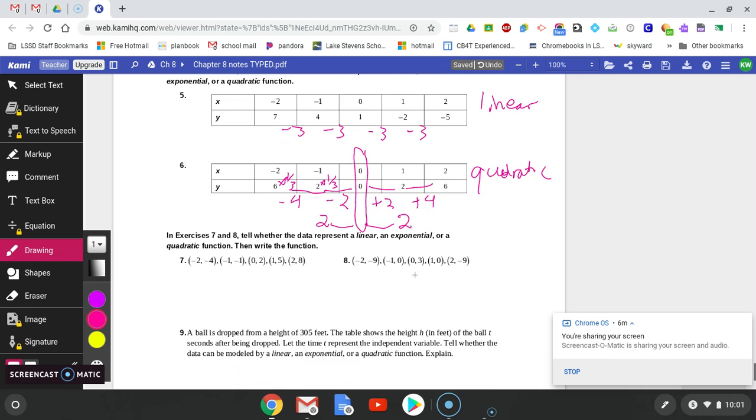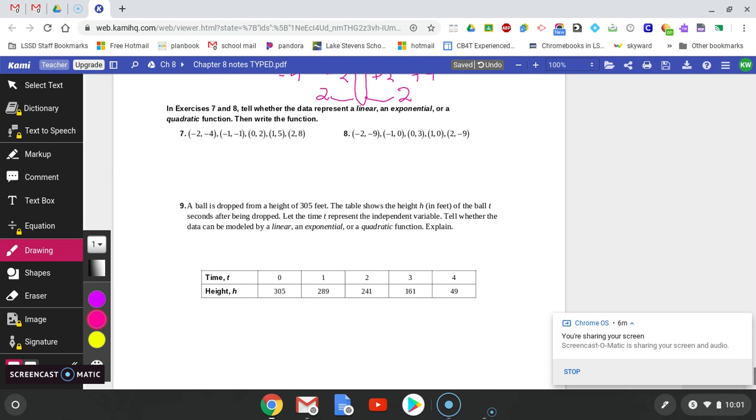All right. Almost done with chapter 8. So in 7 and 8, it says, tell whether the data represent linear or exponential or quadratic functions, and then it actually wants you to write the function. So that means write the equation.